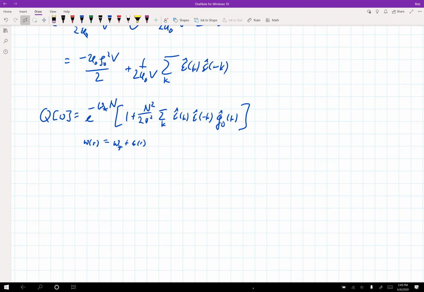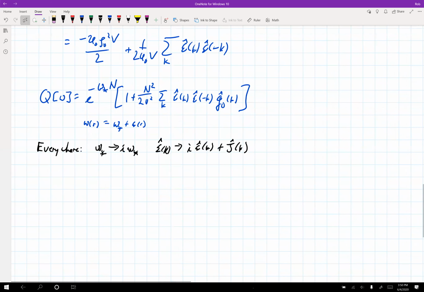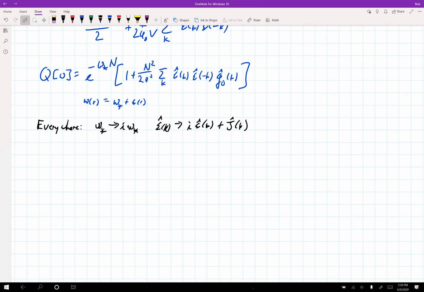So everywhere, we need to go into our equations and take W star to go to I times W star, to reflect the form of the field that we're working with. And epsilon of R is going to go to, actually, we're going to do this in Fourier space, so let's write it as epsilon of K. This is going to become I epsilon hat of K plus J hat of K, just because of the different starting point that we have in this derivation compared to when we originally derived this expression for the homopolymer.